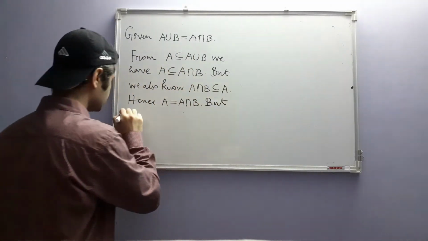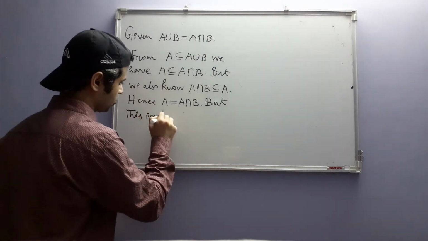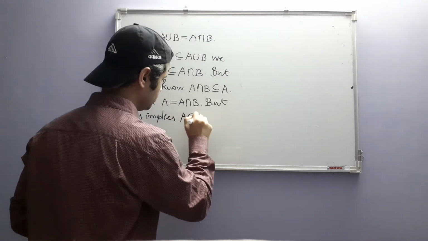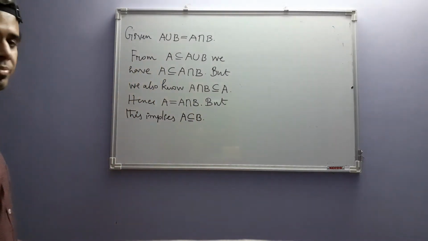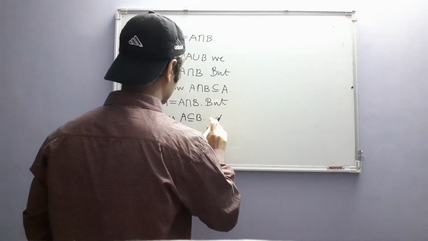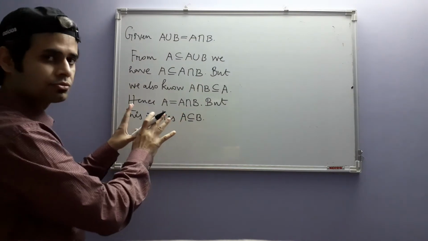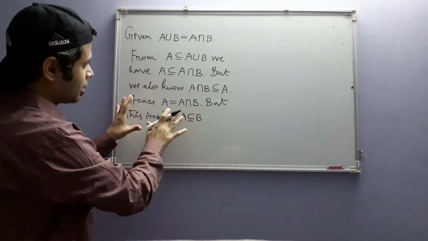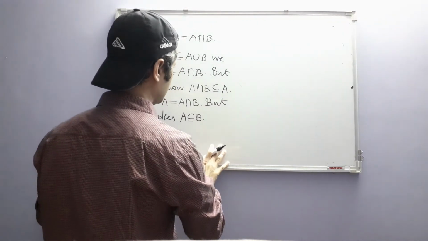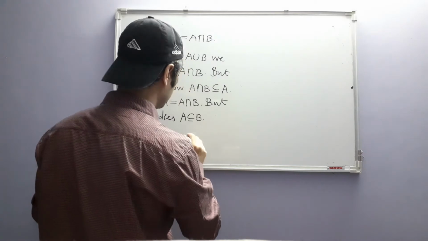But this implies A is a subset of B. Okay. Similarly, we cannot write "similarly" here because a lot of argument is involved. We have to carry out the corresponding argument to get the other containment.